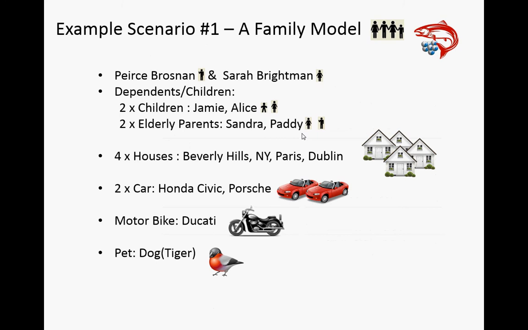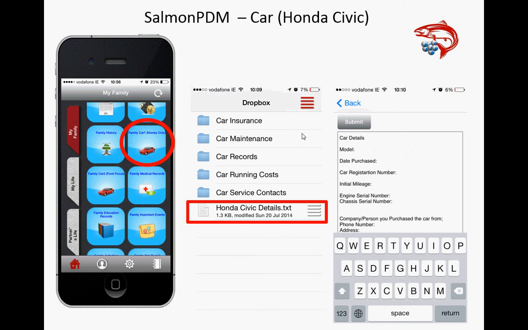An example, fictitious family here, Pierce and Sarah, and they've 4 dependents, 2 children, 2 elderly parents. They've 4 homes in different locations around the world. They've a couple of cars, a motorbike, and a pet. Once the model is deployed, then you can access it, in this case, via the iPhone app, Salmon PDM.